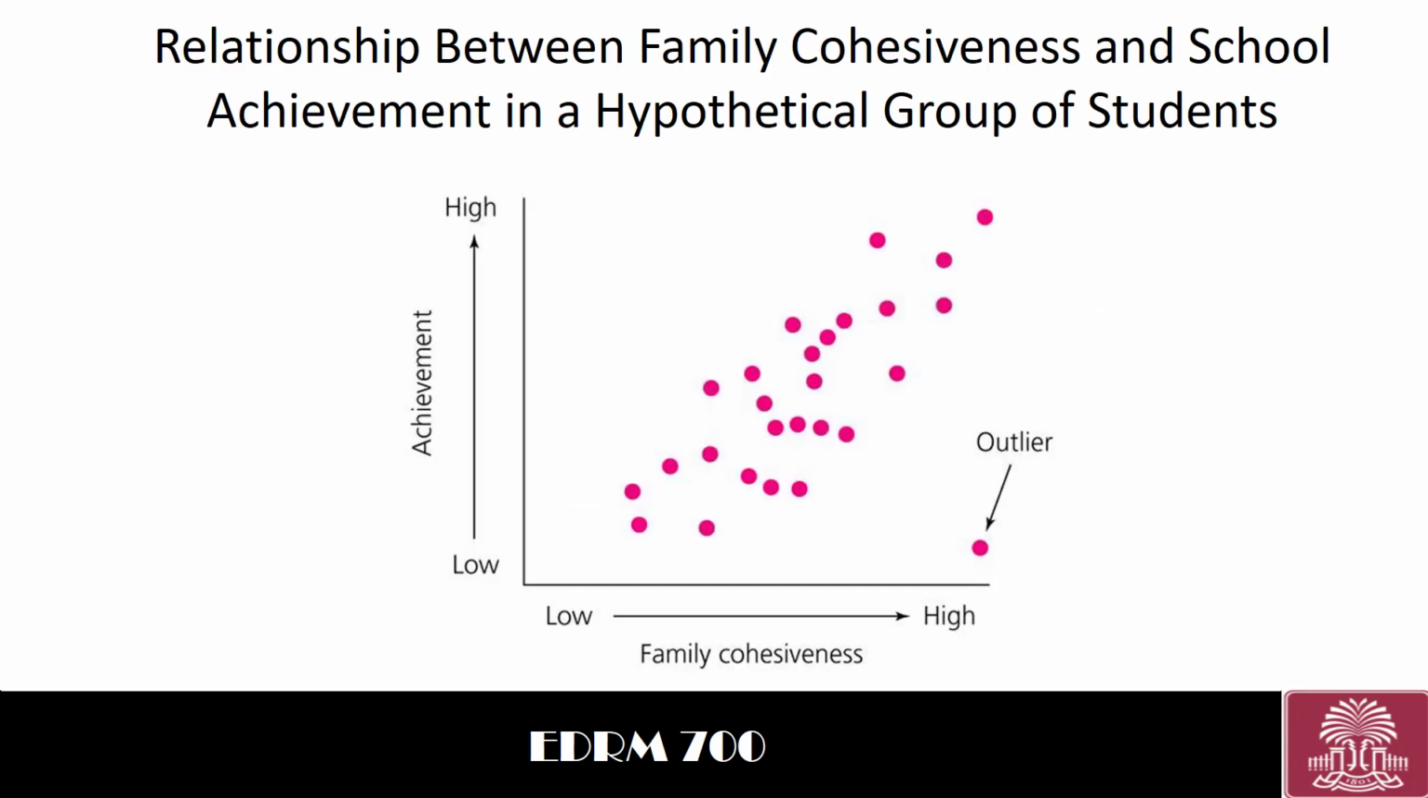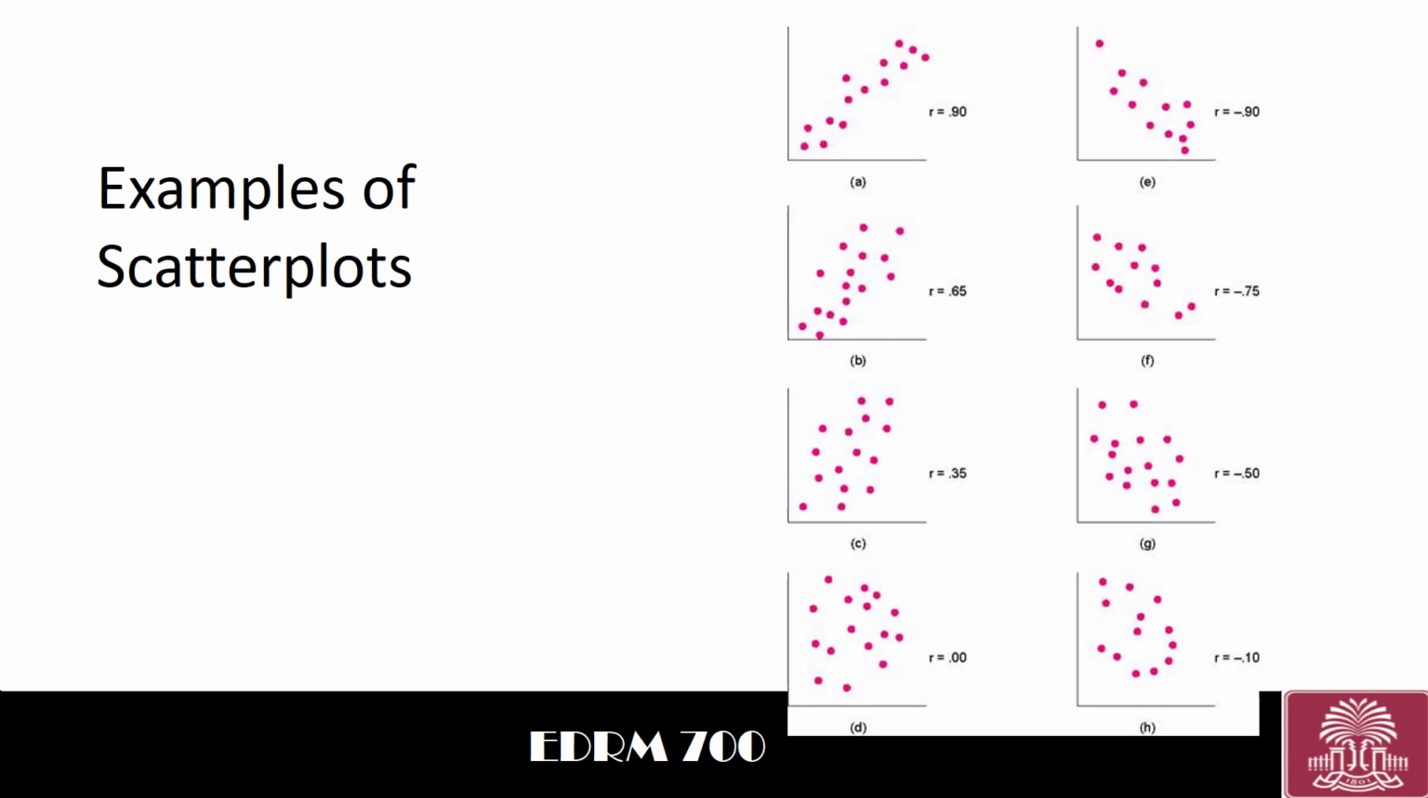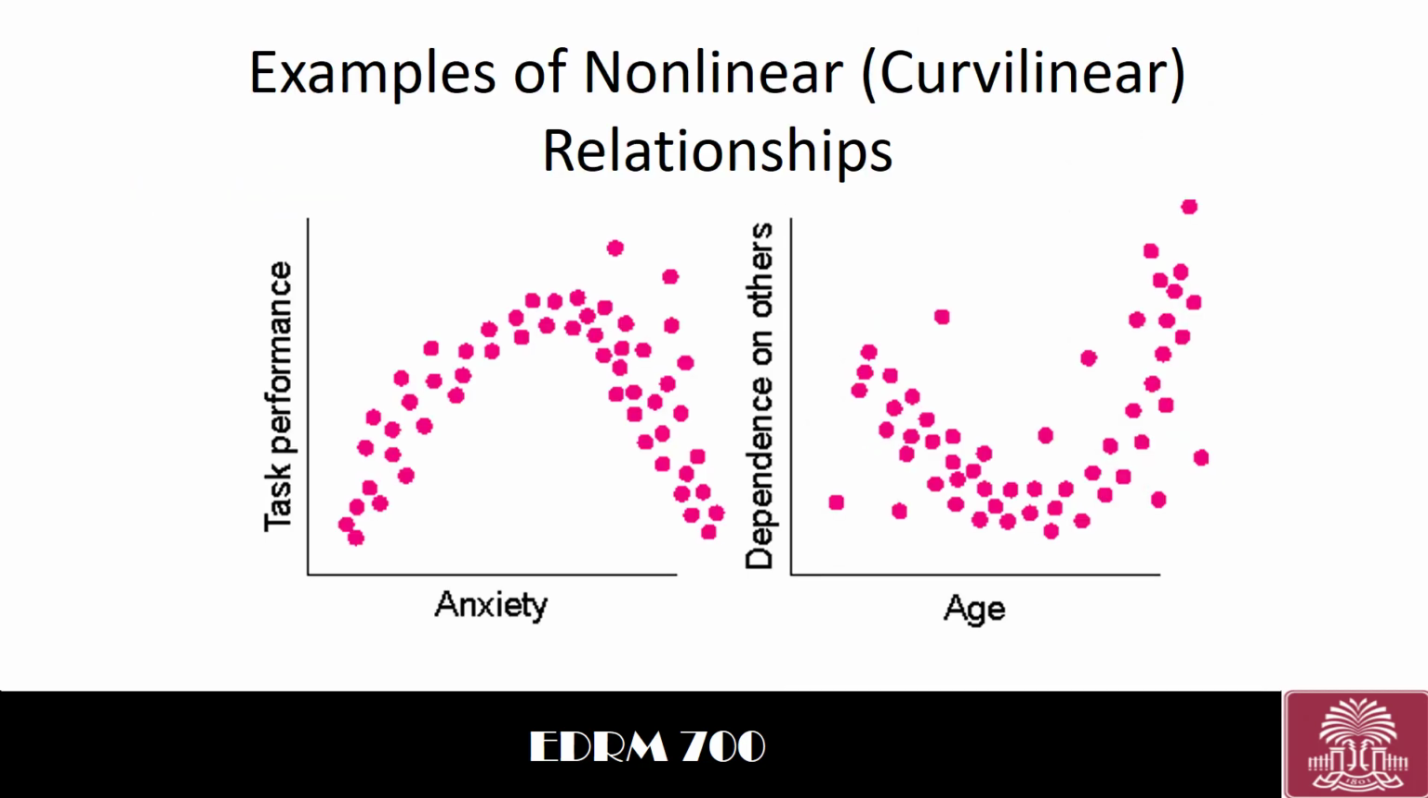Here is an example of a scatter plot with an outlier. You can see a positive relationship between family cohesiveness and achievement scores. Here are examples of scatter plots with different correlation coefficients. Correlation coefficients range from -1 to 1. We are going to look at some nonlinear or curvilinear relationships.